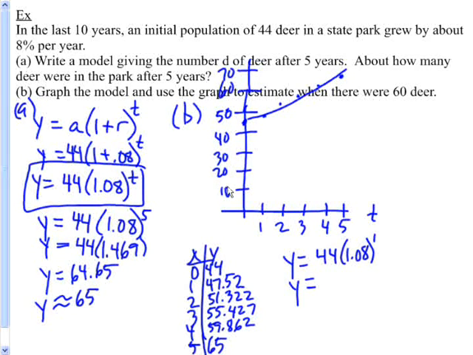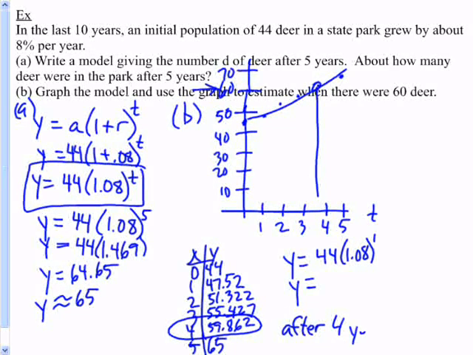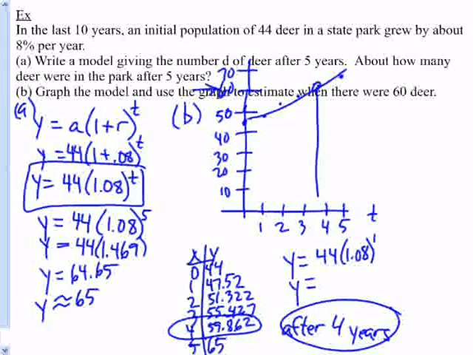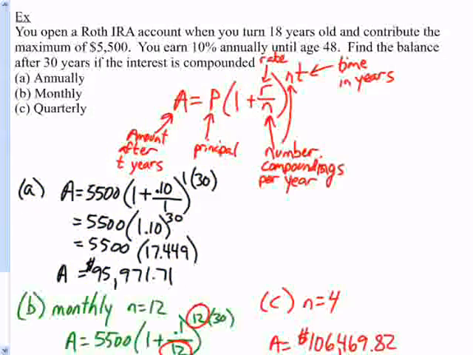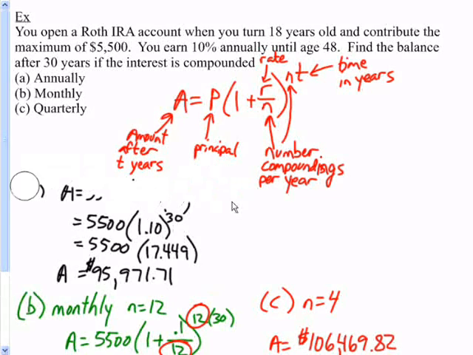Well, when did you have 60 deer? It's about right there, right? So about 4 years. You can see it easier on the XY table. So after 4 years, we have those 60 deer. All right, let's look at another one now. Another application of exponential growth is the compound interest formula. So here's your compound interest formula.